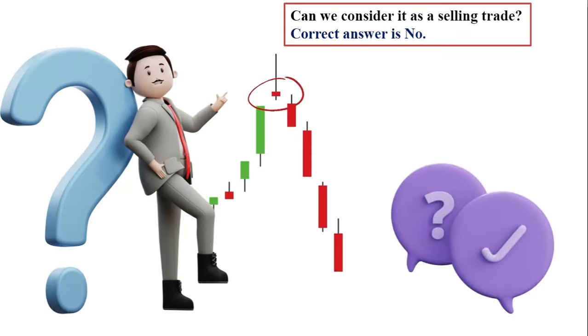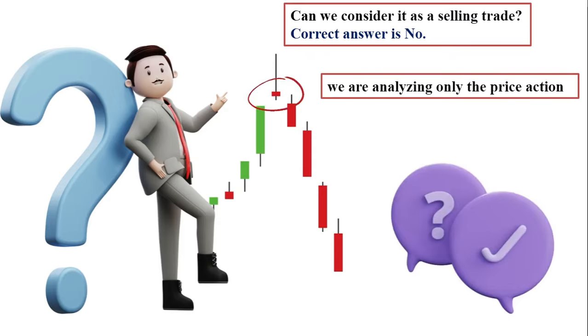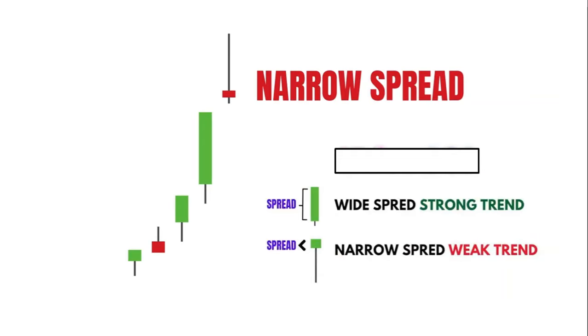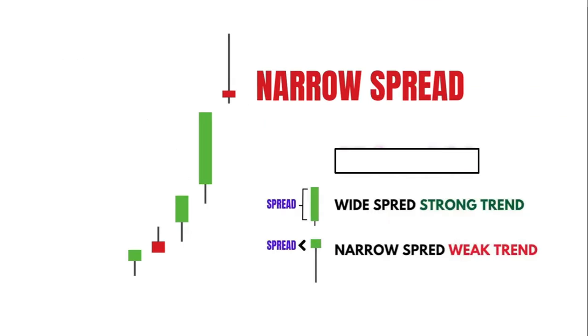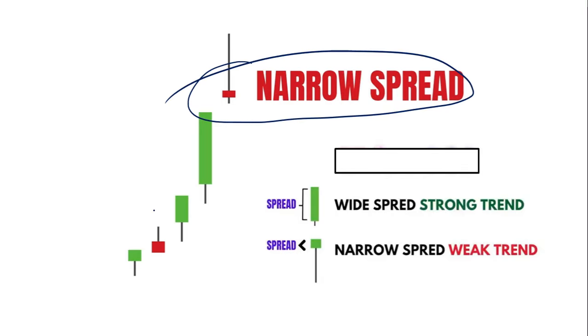The reason is that we are analyzing only price action, and the price action here clearly indicates no trade. This is because the candle has a narrow spread. This candle has a narrow spread, which shows a lack of momentum.